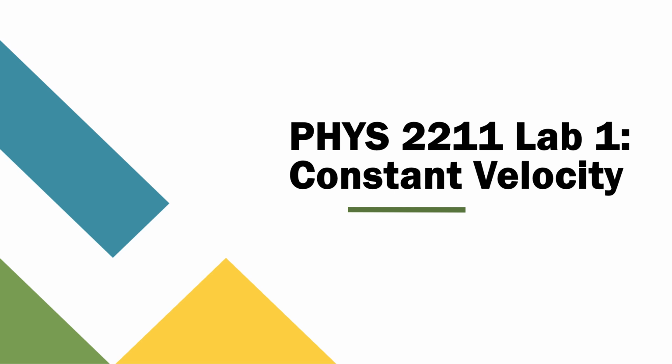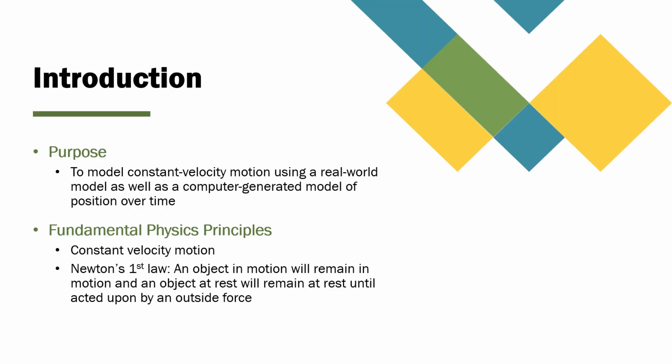Okay, this is Physics 2211, Lab 1, Constant Velocity. So the purpose of this lab was to model constant velocity motion using a real-world model as well as a computer-generated model of position over time. The fundamental physics principles were constant velocity motion and Newton's first law, since we're dealing with constant forces.